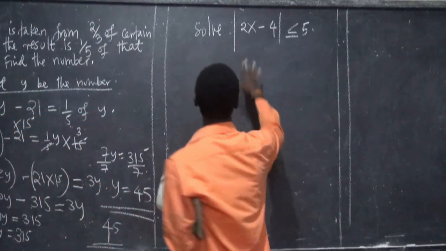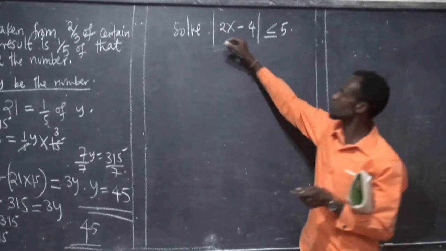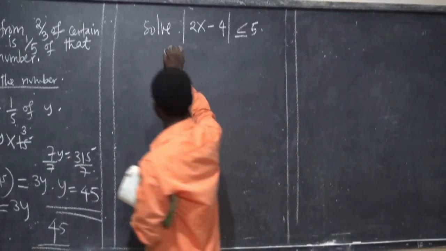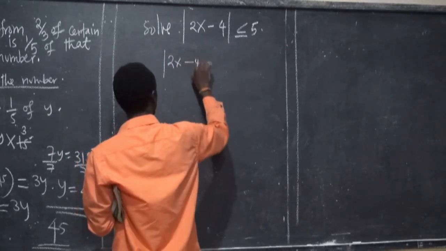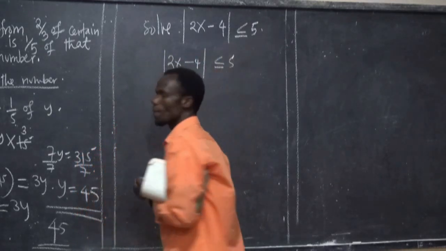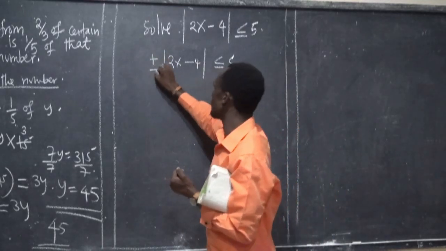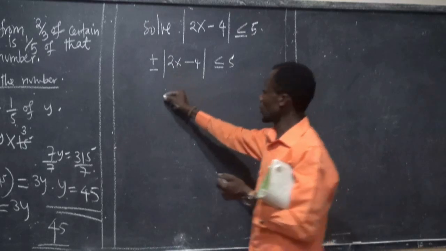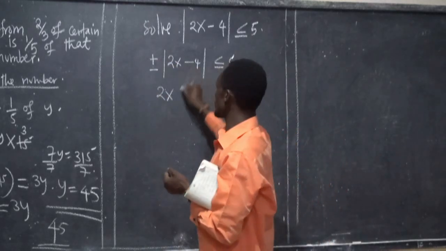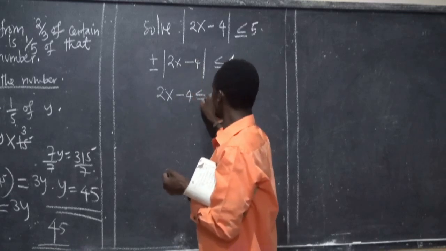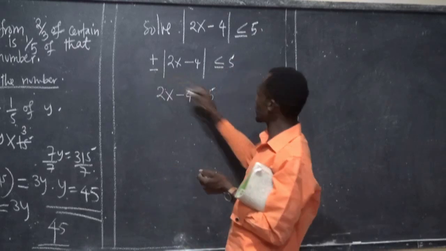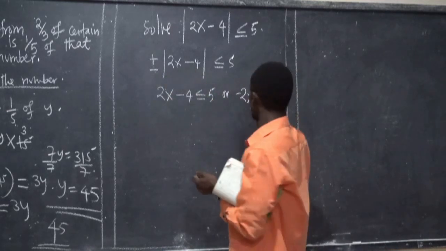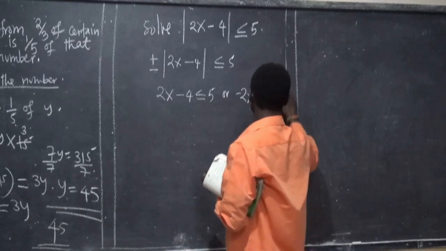These are not called the normal brackets. This represents absolute value. Now, in order to remove these brackets, you take the number 2x minus 4 is less or equal to 5. Then you put your plus or minus. You start with positive. Positive times this one, you get 2x. Positive times negative, negative 4 is less or equal to what? To 5. By negative, negative times 2x is negative 2x. Negative times negative, positive 4 is less or equal to what? 5.